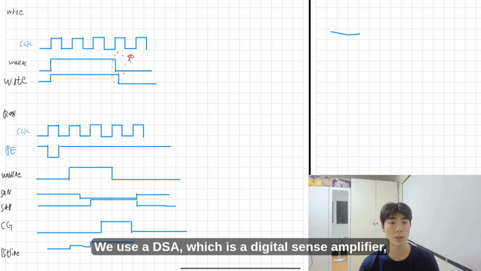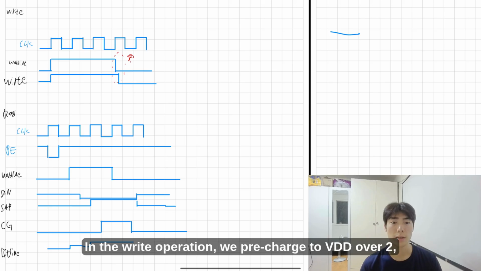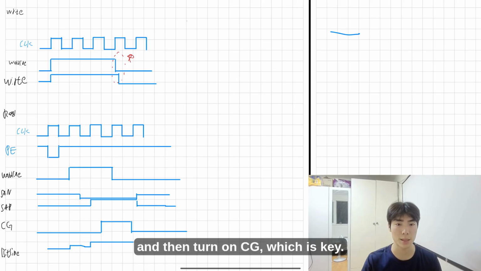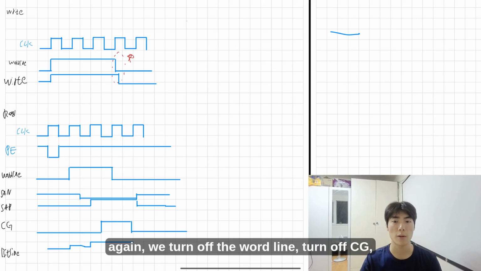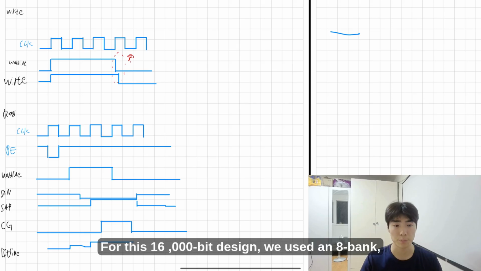We use a DSA, which is digital sense amplifier, that can perform all of those roles. In the read operation, we pre-charge to VDD over 2, turn on the word line, then turn on SAN and SAP, and then turn on CG, which is column gate. To store the refresh value again, we turn off the word line, turn off CG, and turn off SAN SAP.